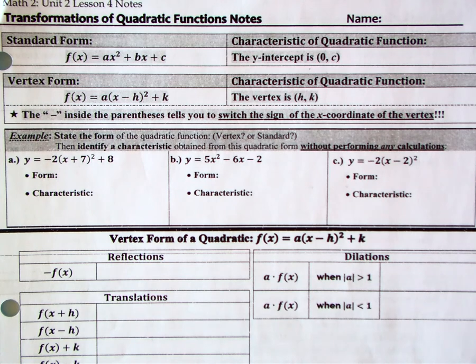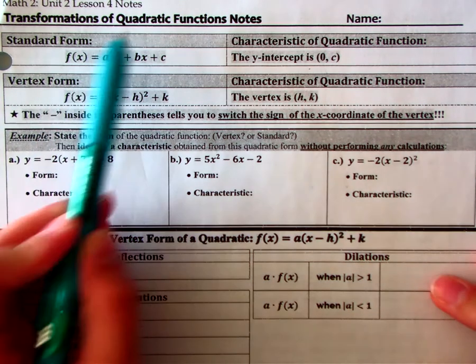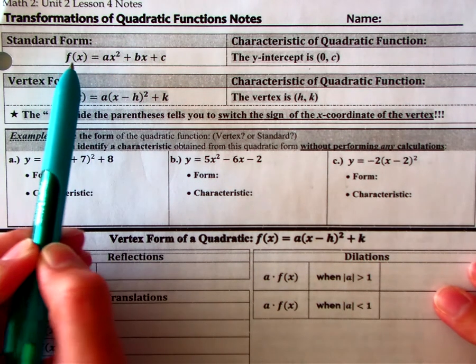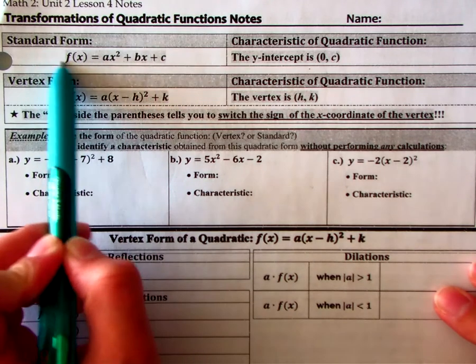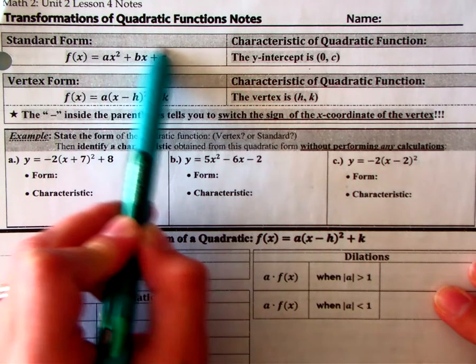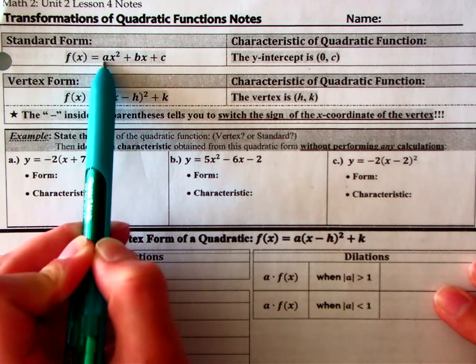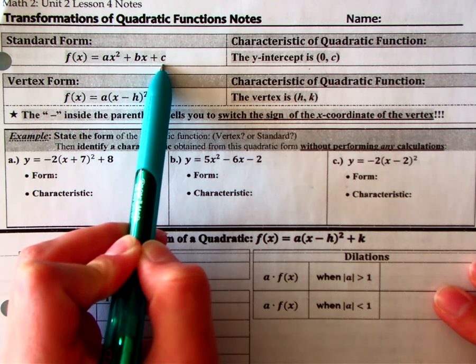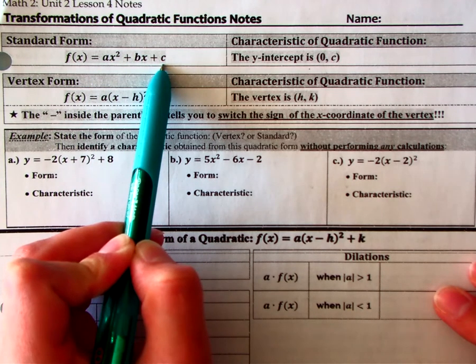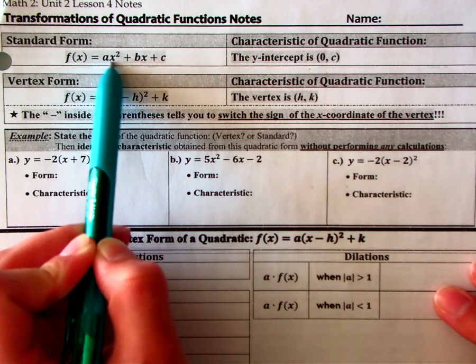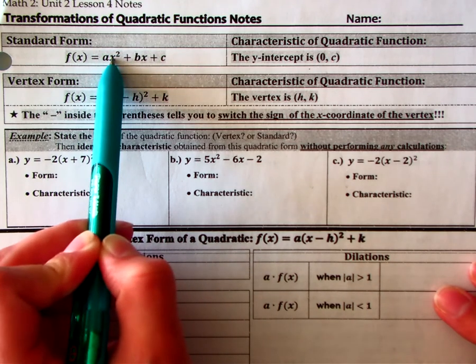Okay, so what we're going to look at today is transformations of quadratic functions. We're going to do a lot with quadratic functions, so hopefully you get really comfortable with these. The first thing we want to look at is if your quadratic function is in standard form, it looks like this. It looks like ax squared plus bx plus c. A, b, and c are all coefficients. They're all numbers. And then what makes it a quadratic function is this x squared right here.